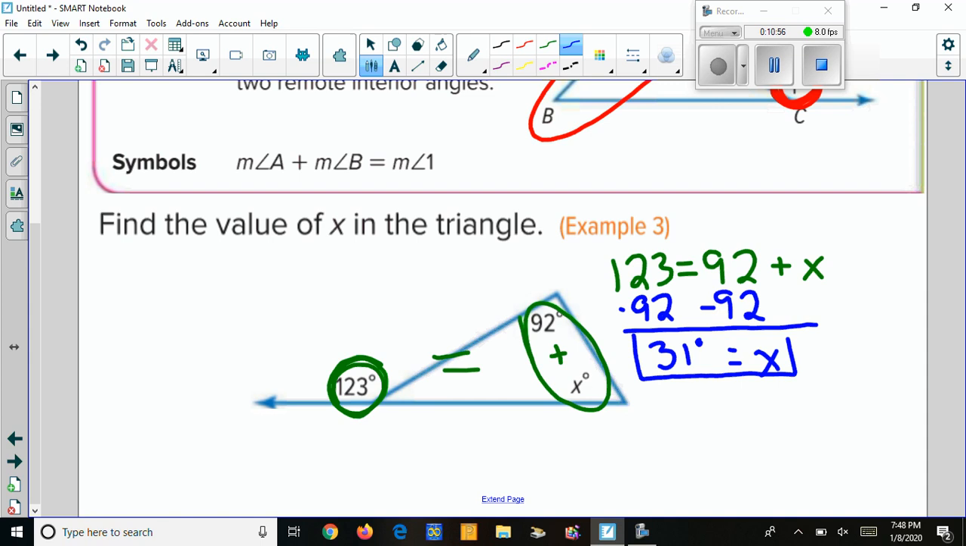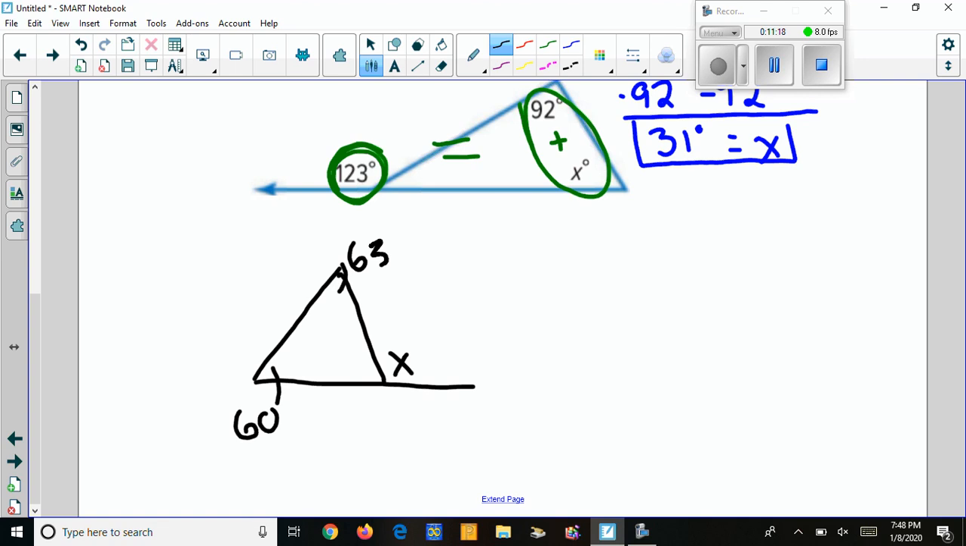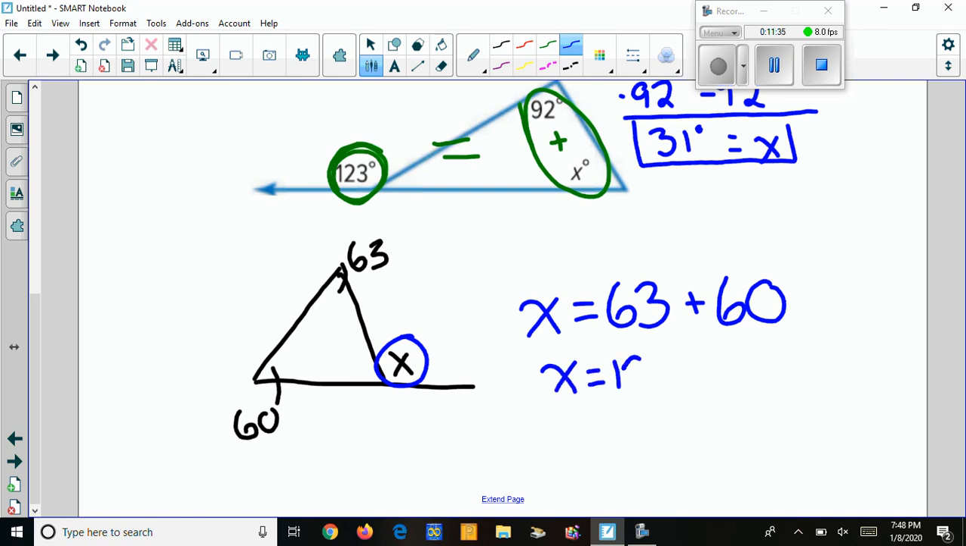I'm going to do one more like this, only I'm going to make this one up to show you the other way that you're going to use this. What that's going to look like is if I have this triangle, I'm going to call this x. I'll say that this angle is 60, this angle is 63. Well, the outside angle is equal to the sum of those two remote interior. So to solve it, I just need to add them together.